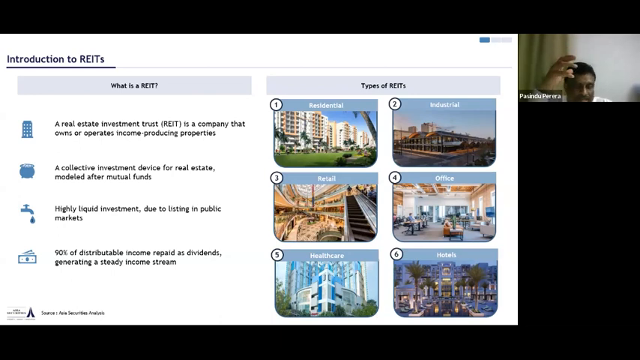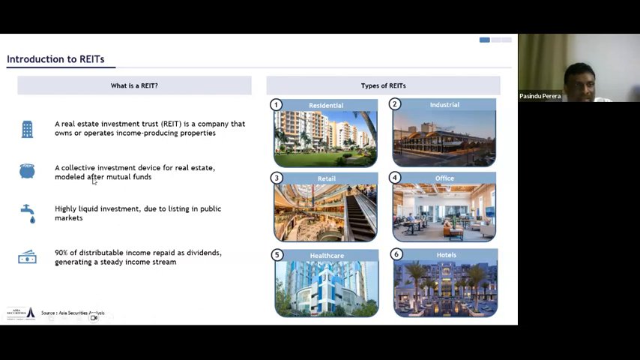It is a highly liquid investment due to listing in public markets. Basically, these REITs are listed in a public market or stock exchange, right? Now, in 2020, the Securities and Exchange Commission, SEC, introduced this REIT structure. They came up with the entire regulatory framework to structure REITs in Sri Lanka as well. The regulatory mechanism was published, but so far no REIT has been introduced. That's due to several loopholes in that regulatory mechanism. Until those are cleared, you can't see any REITs in the Sri Lankan context.